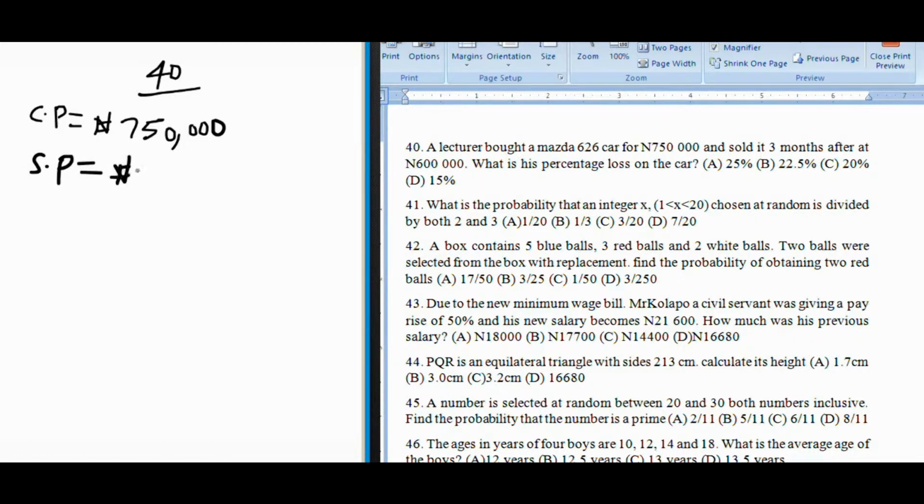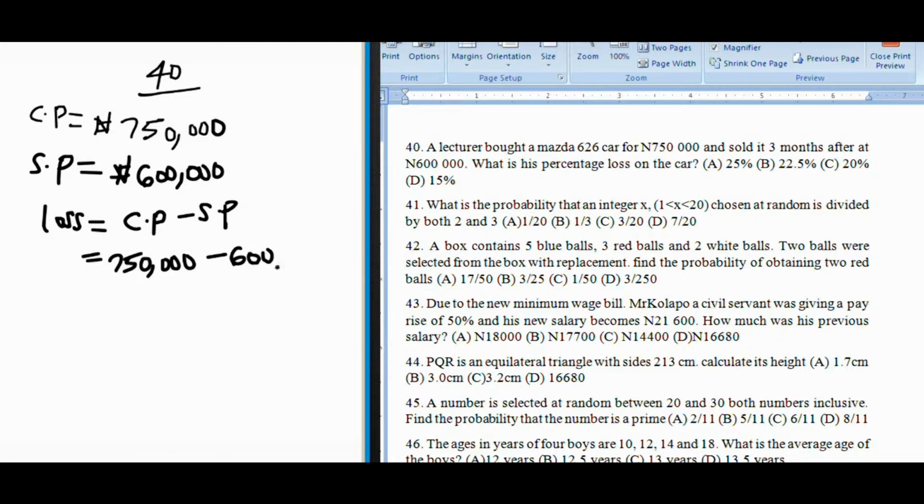All right, the loss will be equal to the cost price minus the selling price, and that will be equal to what? 750,000 minus 600,000, and that will be equal to 150,000. That is the loss.